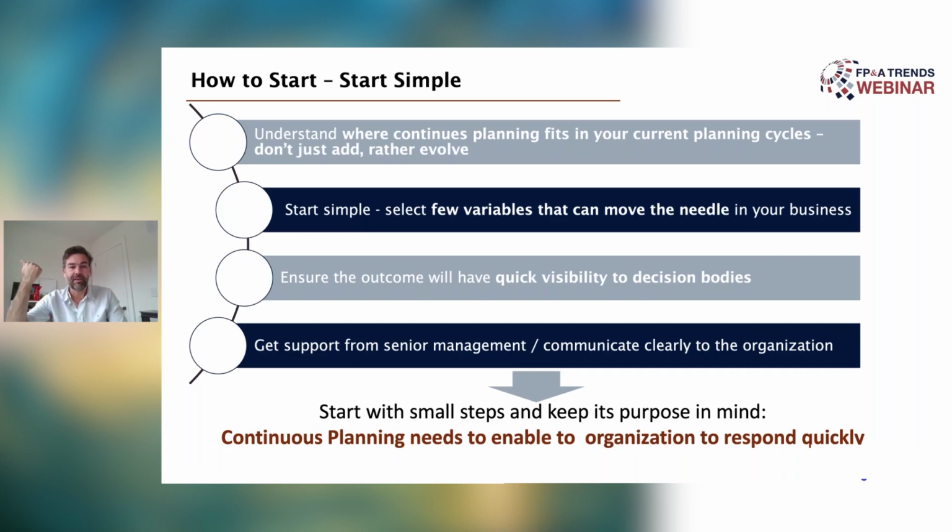First of all, we need to understand where continuous planning will fit in your current planning cycles. So what I want to say here is that we should not just add another planning process, rather we need to evolve the ones that we have. Start simple. I've talked about this before, but just want to reiterate. Select a few variables that really move the needle and start with those. Over time, you can evolve to more complex things, but start simple.